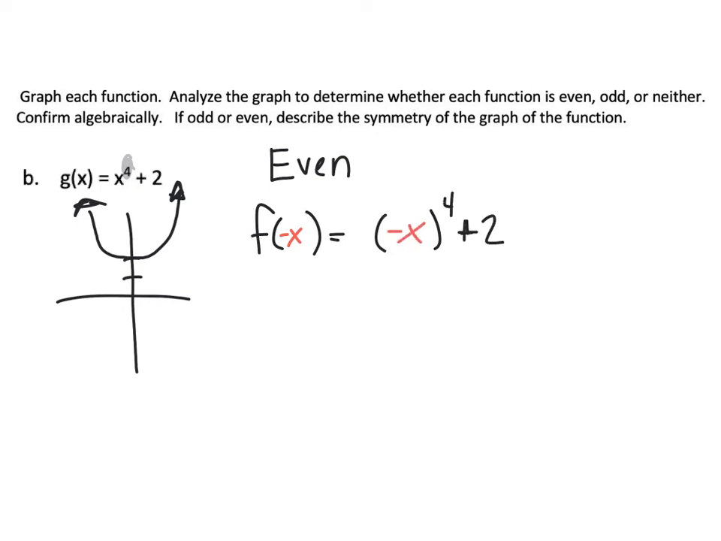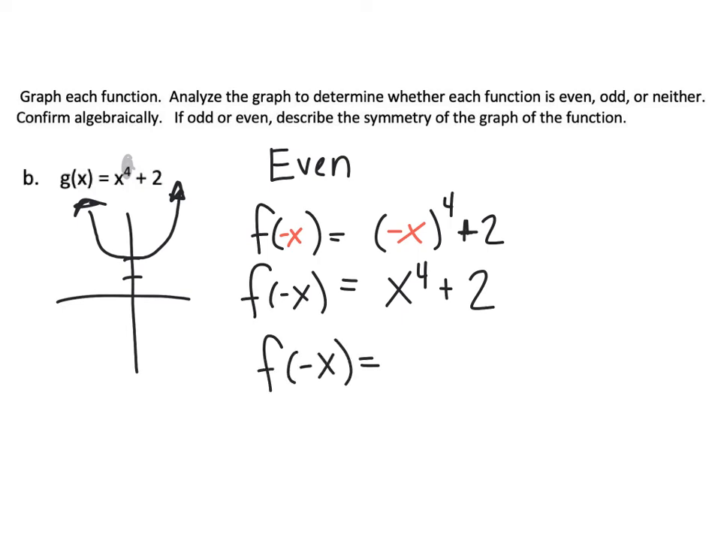All right, and with algebra to clean this up, negative x to the fourth is the same as x to the fourth, plus 2. So how does this compare? Well, it's identical to what I started with, so I can say that f of negative x is equal to f of x. So I do indeed have even symmetry here.